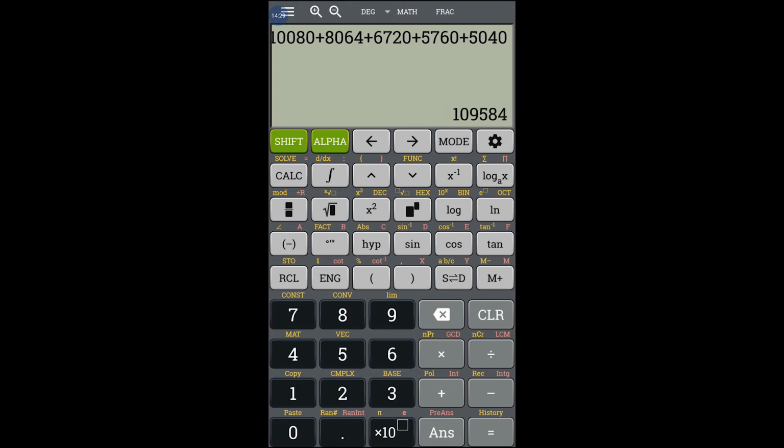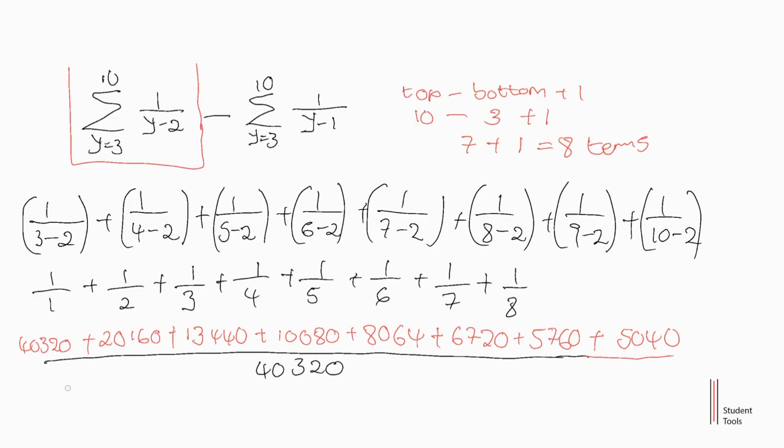Okay, that is equal to 109,584. So this top part we have is 109,584. All this is over 40,320. Can this be simplified? Let us check with the calculator.